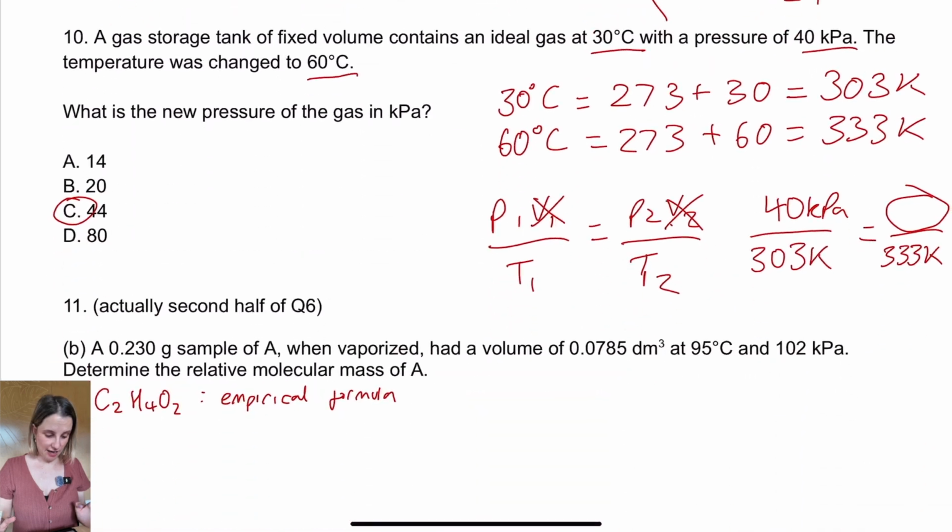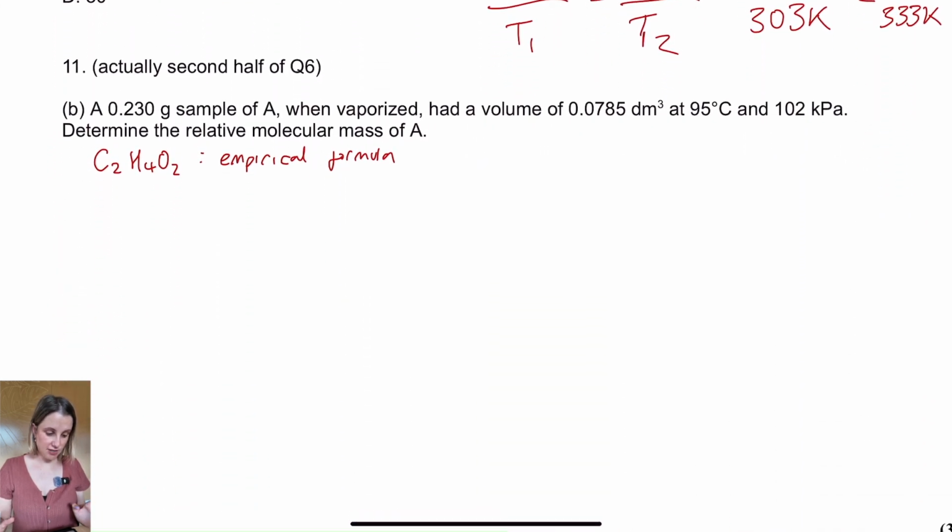Okay, so let's do a calculation using the ideal gas law. This question 11 here is actually the second half of question 6, where we worked out the empirical formula of the compound. That's why I've written that here, because it's like part A. You work out the empirical formula, and then they give you a bunch of information to work out the relative molecular mass of the gas, which is kind of cool.